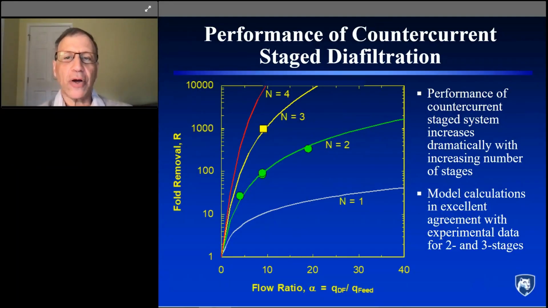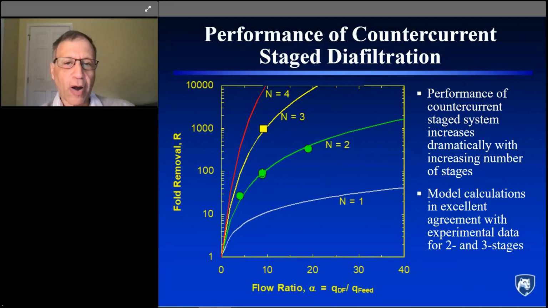Now, we can actually look at the optimization of this type of countercurrent stage diafiltration. It's really a trade-off between the number of stages and the amount of diafiltration buffer that we use in the process. And what I've shown here is the predicted values of the fold removal, that is, how much of an impurity can we remove, as a function of the flow rate ratio on the x-axis for a single-stage system, n equals 1, a two-stage system, n equals 2, and then a 3 and a 4-stage system.